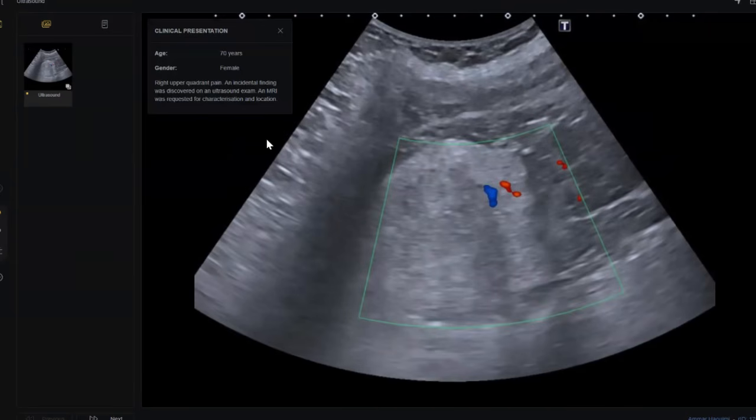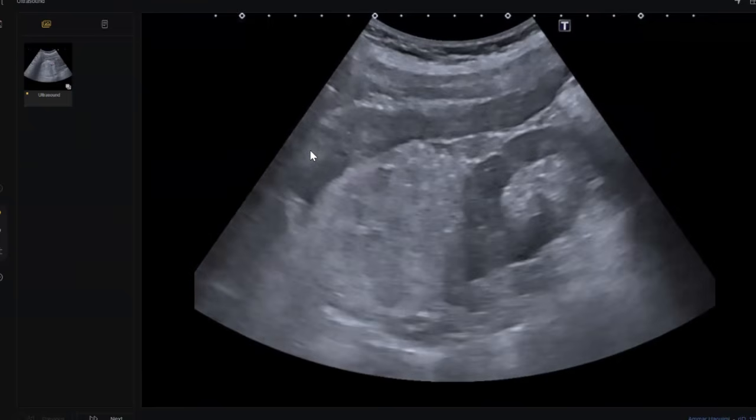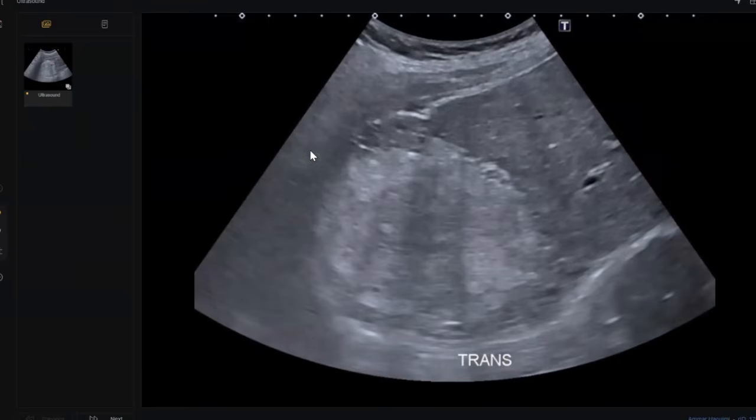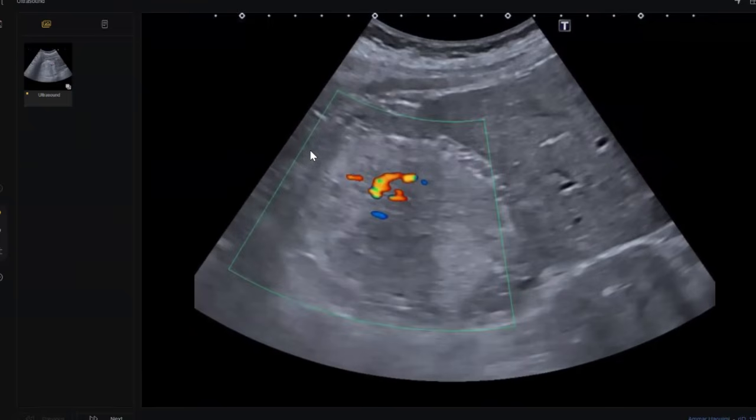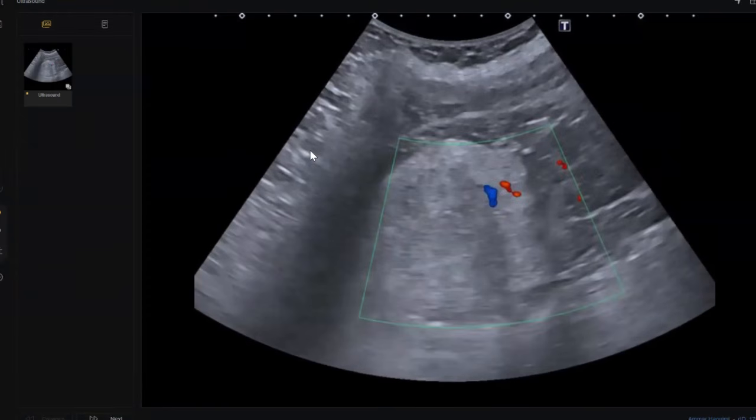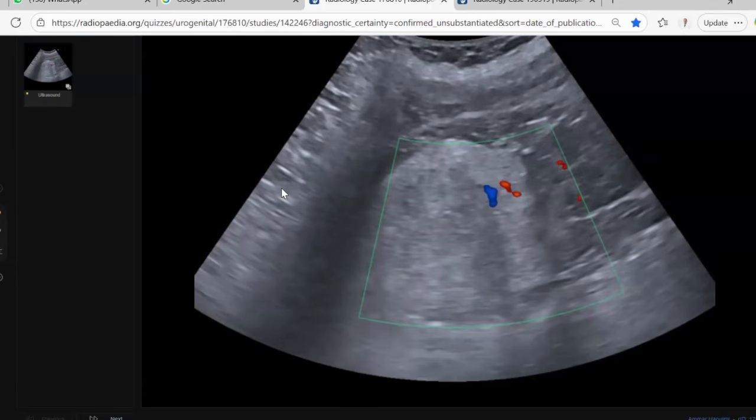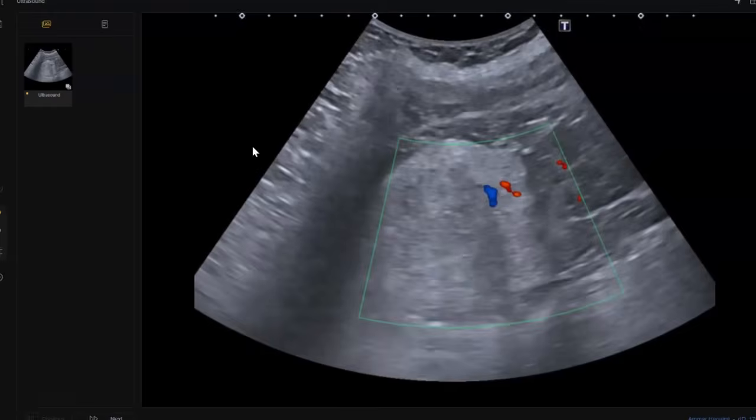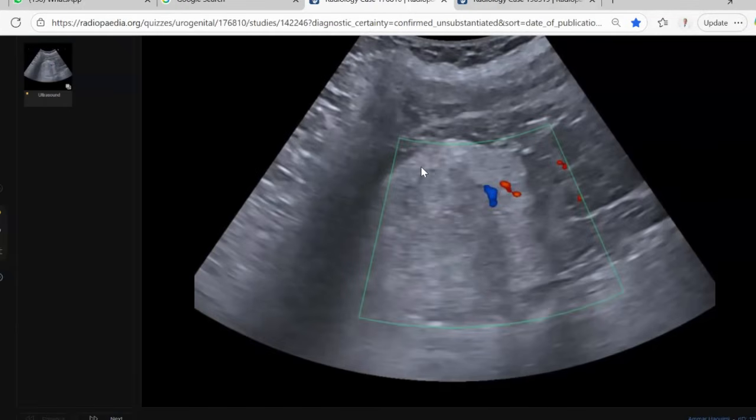A 70-year-old female patient presented with right upper quadrant pain. Okay, sir, I have been presented with the ultrasound images of the right upper quadrant. On these images, I can appreciate that there is a large hyperechoic mass lesion, which is appreciated on the upper pole of the right kidney. It shows vascularity on the Doppler study.